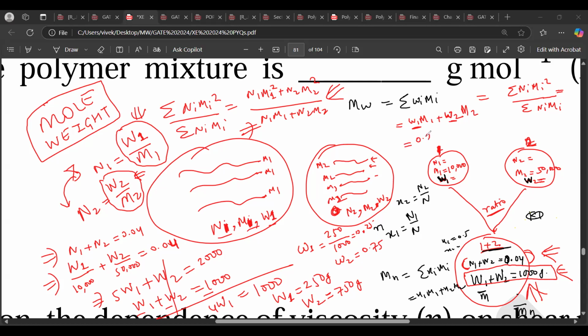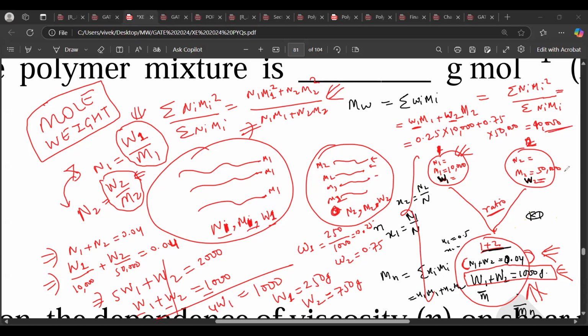So 0.25 multiplied by, I forgot what is 1 and what is 2. What is 1? 1 is this, na? 10,000. So 10,000 and plus 0.75 into 50,000 and you'll get your answer of 40,000. So see, it's very interesting to see that you have to first know how to draw this drawing.